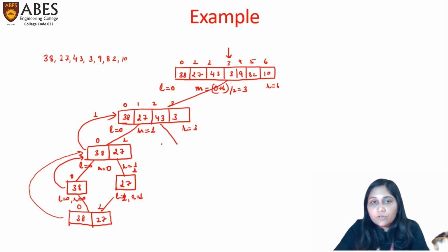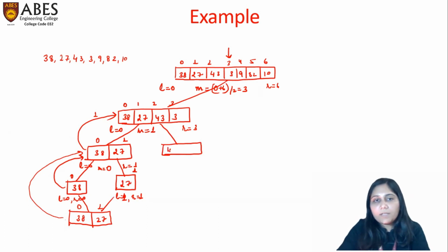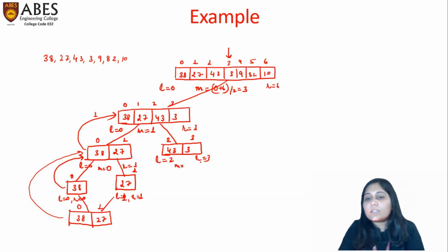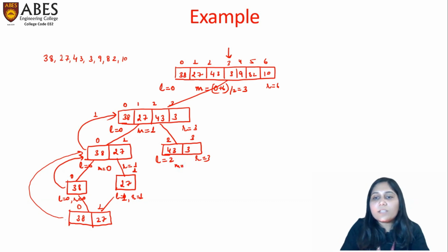Now the right side. You know that the right side says you will have mid plus 1. It means 43 and 3. So 2 and 3. So here L is 2 and R is 3. Again, if you see, 2 is less than 3, the condition is true. If it is true, then you can calculate mid. 2 plus 3 is 5, 5 by 2 is 2.5, and the floor value will become 2.